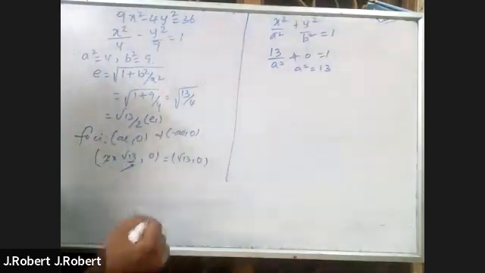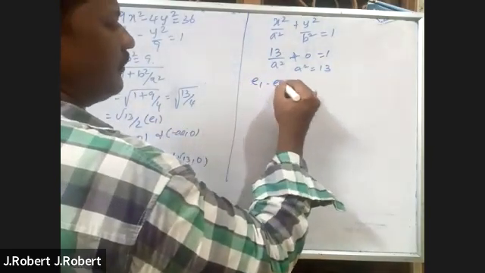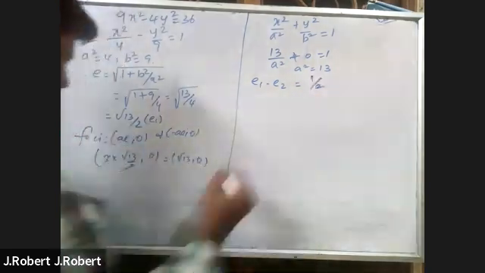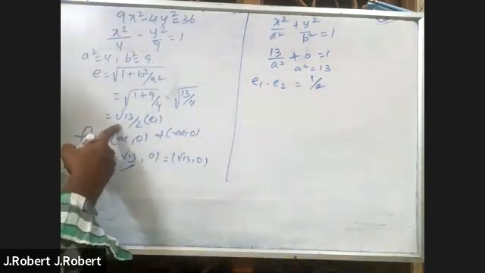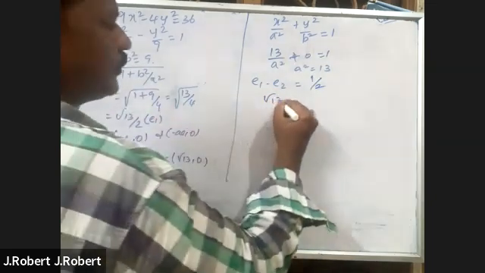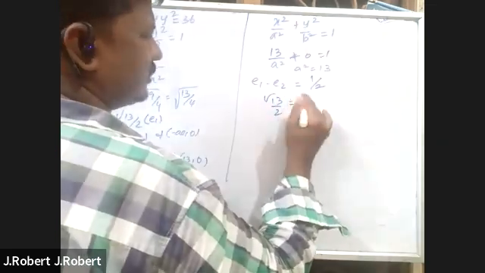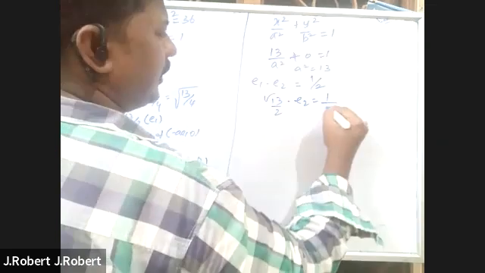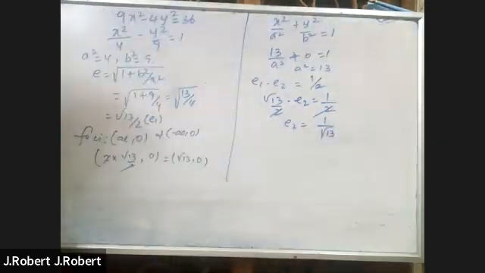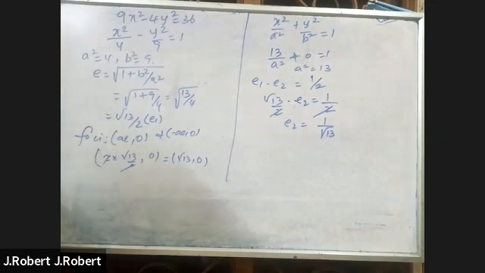The product of these two, e1 and e2, where e2 is called the eccentricity of the ellipse, equals 1 by 2. Here the eccentricity e1 equals root 13 by 2, multiplied by e2 equals 1 by 2, the 2s cancel. So e2 equals 1 by square root of 13. This is called your e2, which equals 1 by root 13.